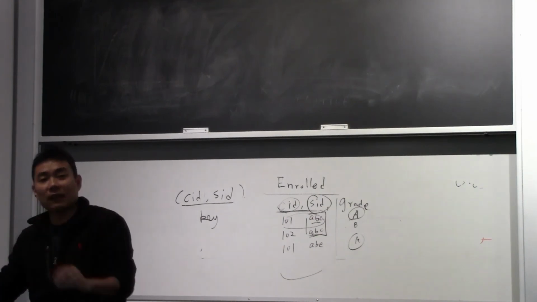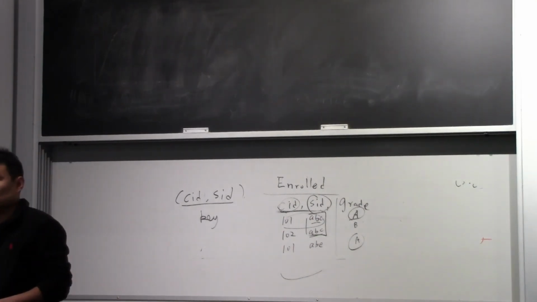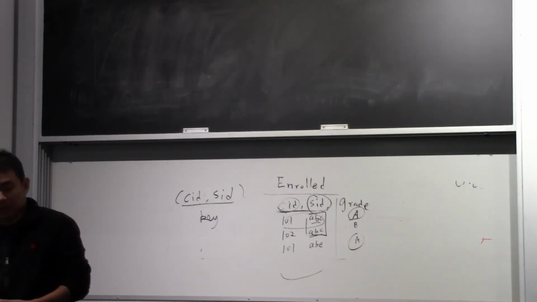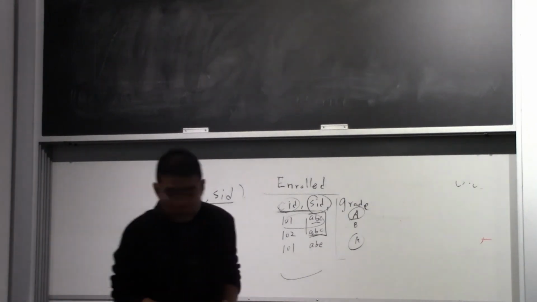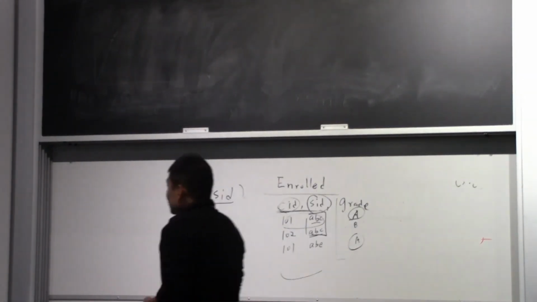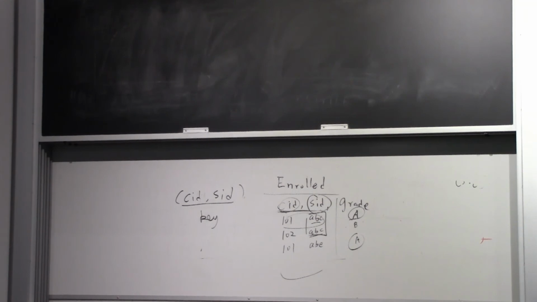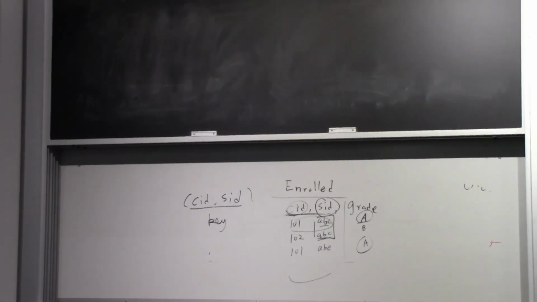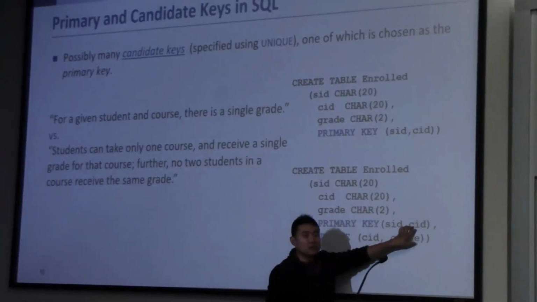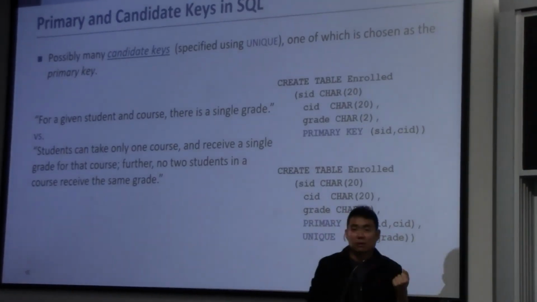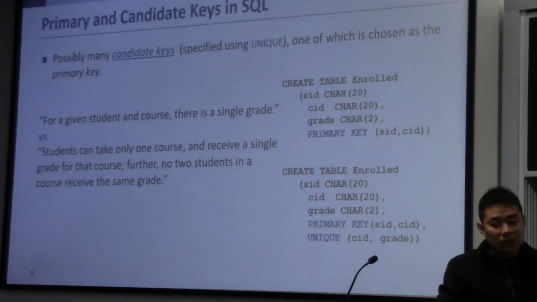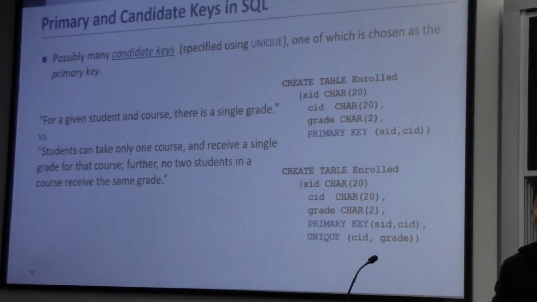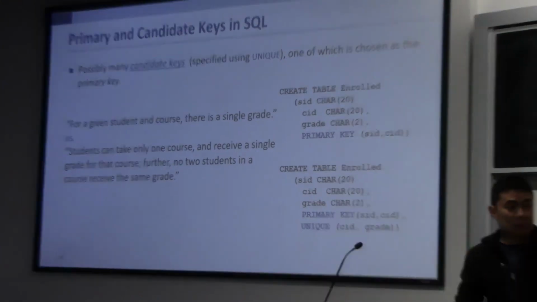And how do you translate that to your schema? How do you translate that to your schema? First of all, we still have student ID, course ID as the key. Why? Because students take one course and receive a single grade for that course. That still stands. Student ID and course ID implies that.